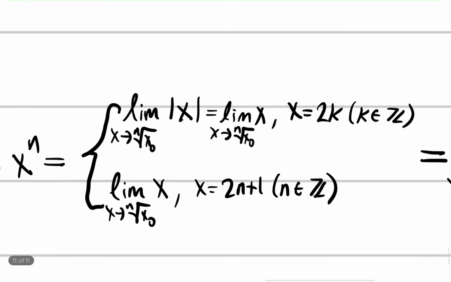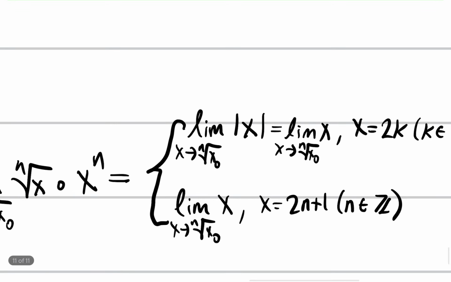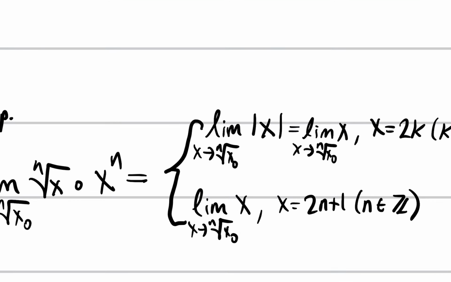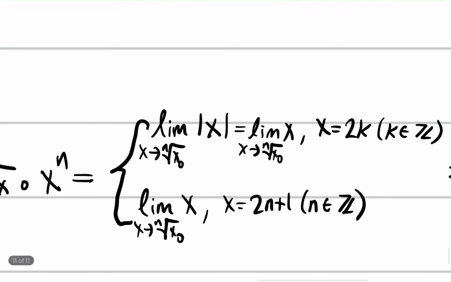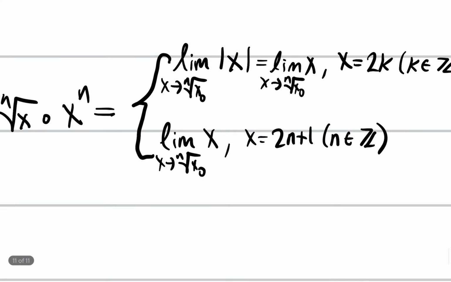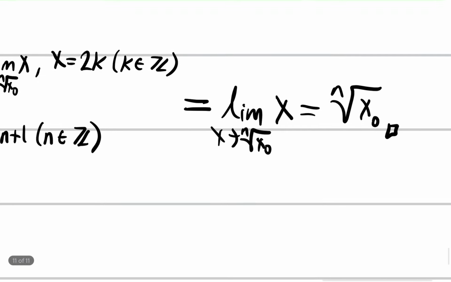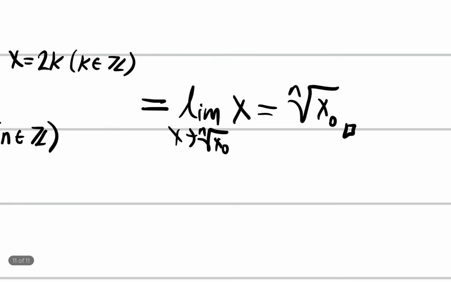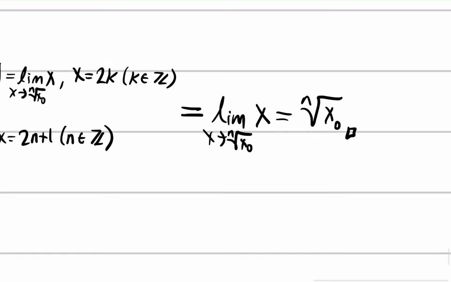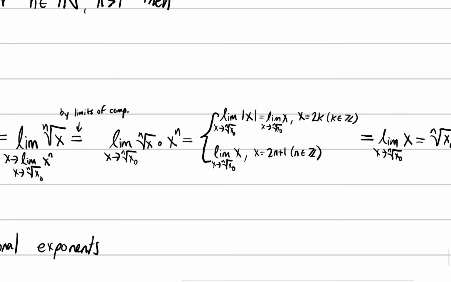And what is this? Well, it depends if n is even or if n is odd. Either this is the limit as x approaches the nth root of x naught of the absolute value of x, which is still going to be the limit of x as x approaches the nth root of x naught if n is even, or it's just directly the limit of x as x approaches the nth root of x naught. But in other words, we just plug it in since it's an identity function, and we're done. So that's our proof, guys.